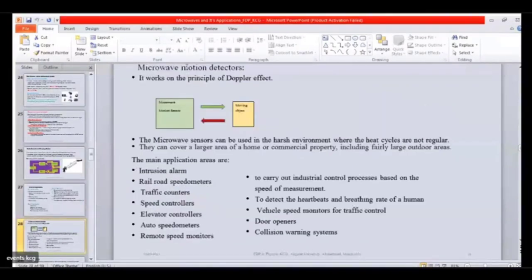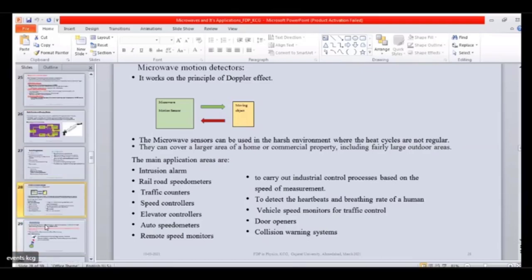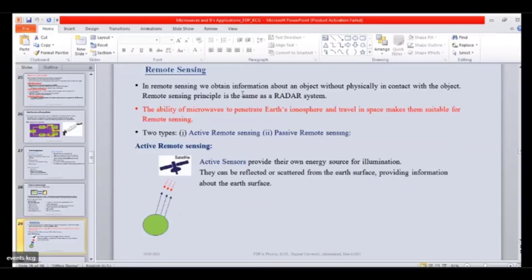Then microwaves are also used as a motion detector. Okay. So it basically works on the principle of Doppler effect. And the motion detector itself has many applications. So some applications are listed here. Right. Then we proceed further to see another application area of the microwaves.